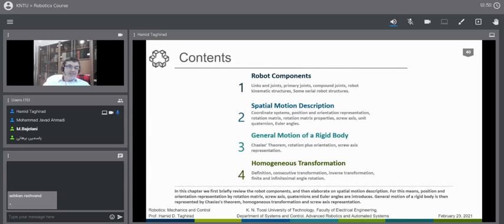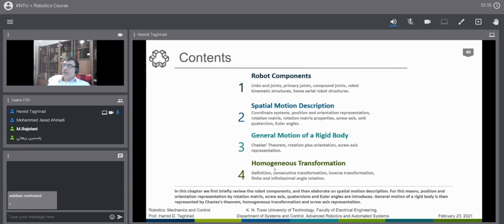We continue our discussion about spatial motion description in this last session in the chapter. Today I will talk about general motion of the rigid bodies and also homogeneous transformation.